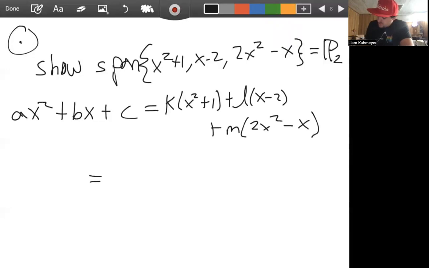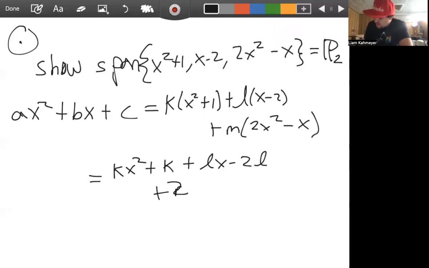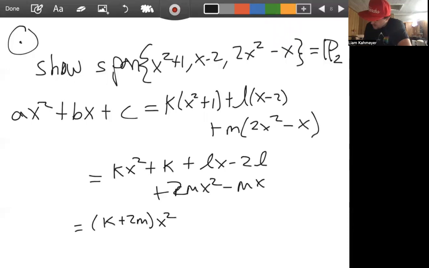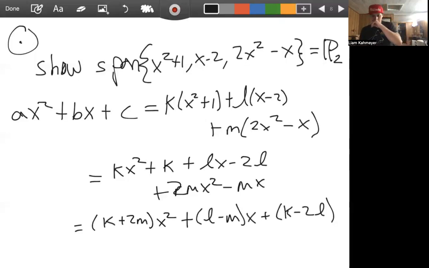Well, let's expand the right-hand side here. We're going to get kx squared plus k plus lx minus 2l plus 2mx squared minus mx. And then if we group like terms here, it looks like we're going to get (k plus 2m)x squared, and then plus (l minus m)x, and then plus (k minus 2l) for the constant term.